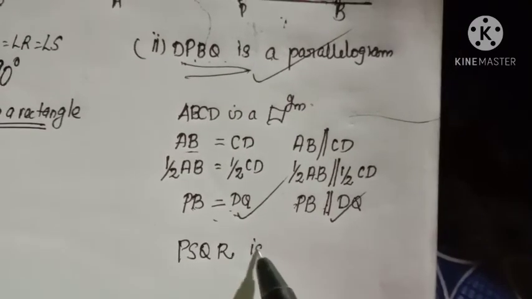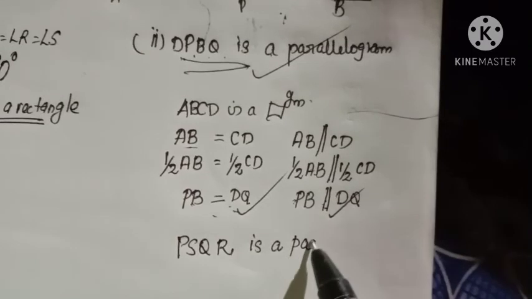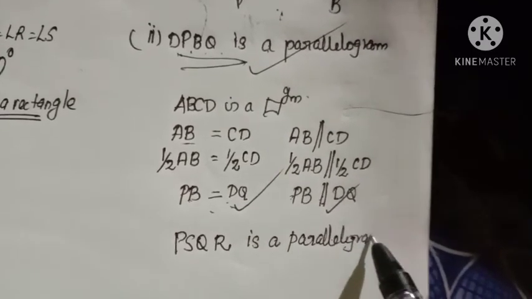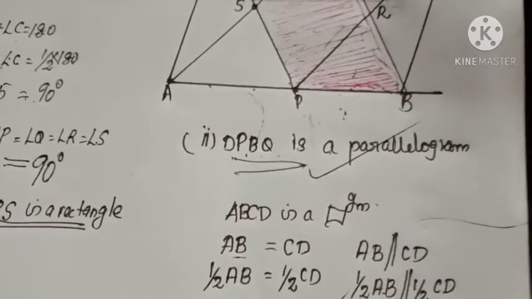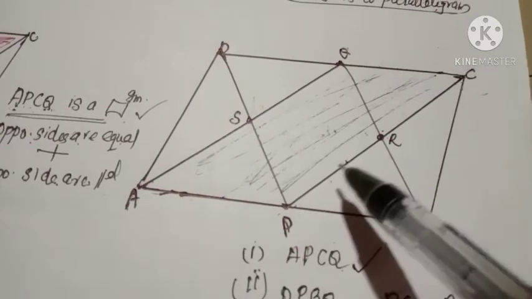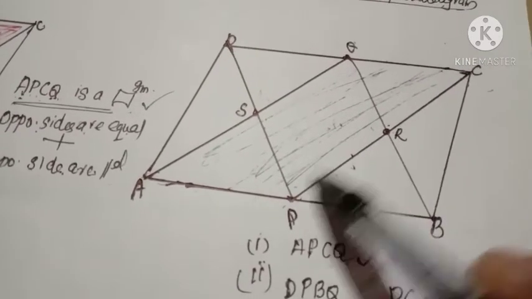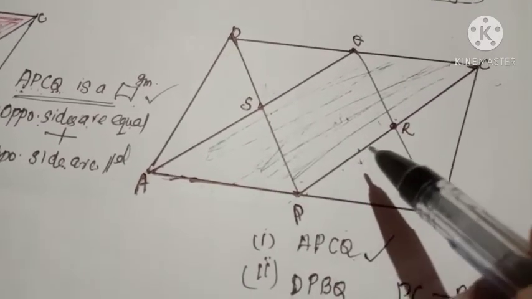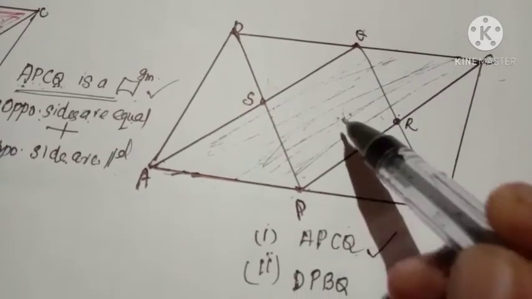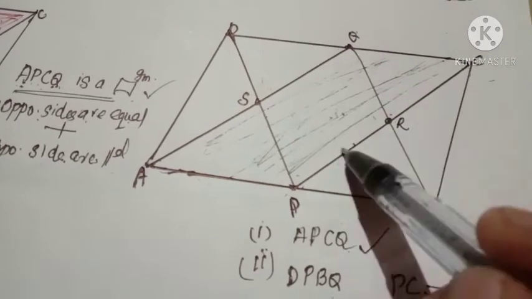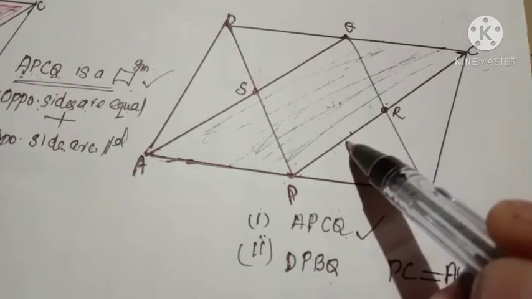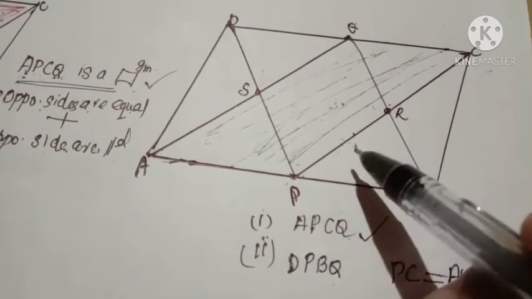PRQS is a parallelogram. Okay, let's watch. To prove PRQS is a parallelogram, listen, we are going to prove opposite sides are parallel. Both pairs of opposite sides are parallel. If both pairs of opposite sides are parallel, then definitely they are equal also, and therefore it is a parallelogram.